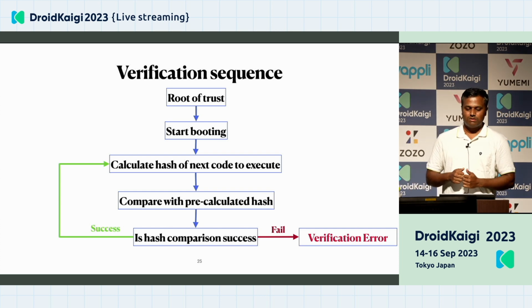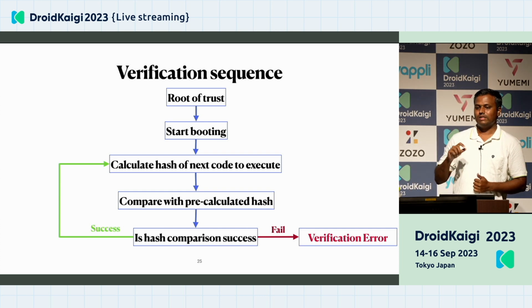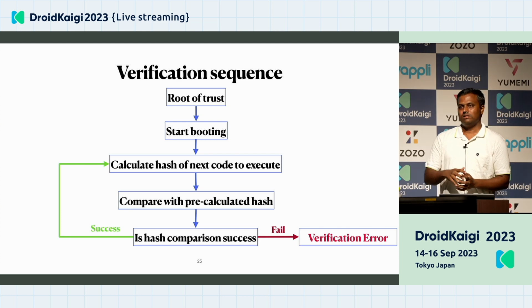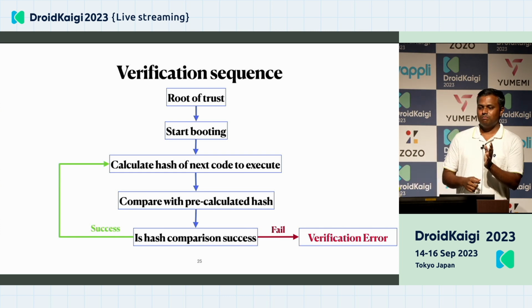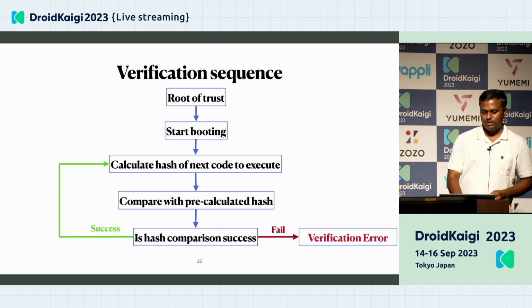For that purpose, we calculate the hash of the next code to be executed and then compare it with the pre-calculated hash. If the hash comparison is successful, then repeat this process until you finish all the pieces of software, that means all the partitions and other data which you wish to verify. And at the end, the boot process will be finished. If something bad happens in between, then a verification error will be generated.